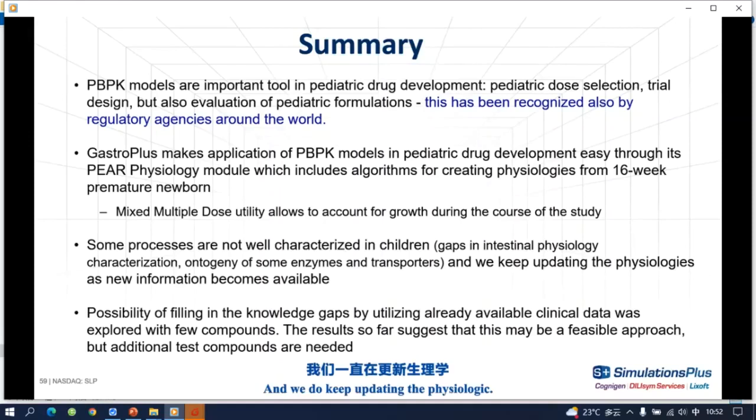And we do keep updating the physiologies. So it's not only that it's easy to create them, but they do keep getting updated. So the latest information is always included in the program.